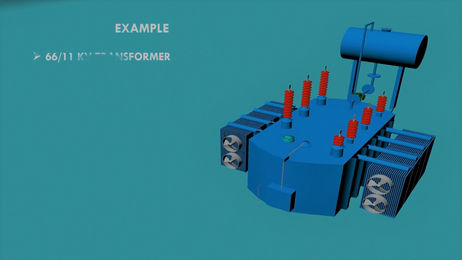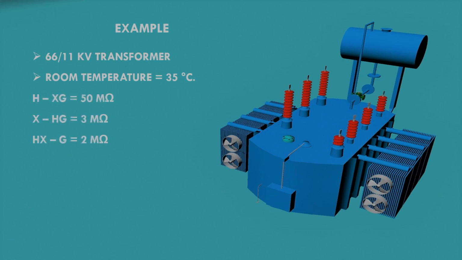Suppose we have a 66/11 kV transformer and the room temperature is 35 degrees Celsius and we get the following readings from the insulation resistance test. Now let's correct these values at a standard temperature of 20 degrees Celsius. Now in this specific case, to calculate the values at 20 degrees Celsius, first we will calculate the values at 25 degrees Celsius and after that we calculate the values at 15 degrees Celsius.